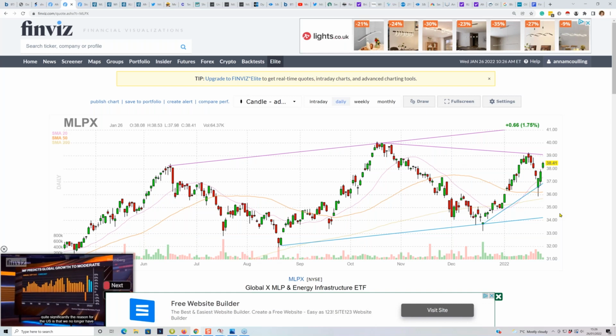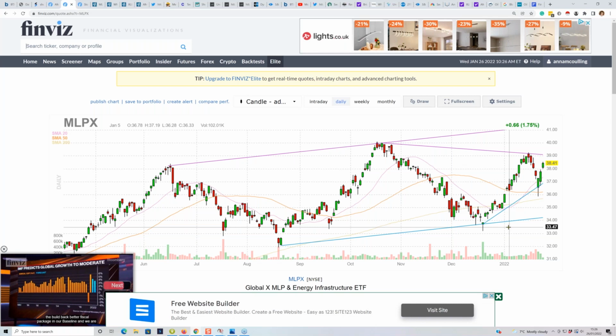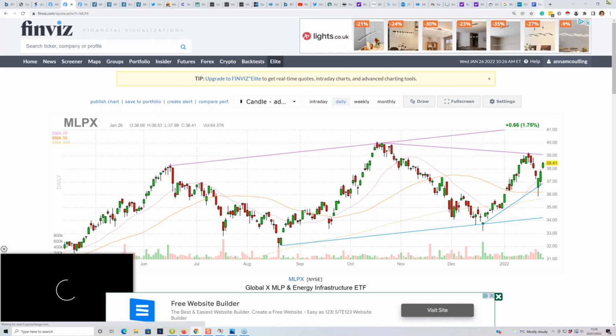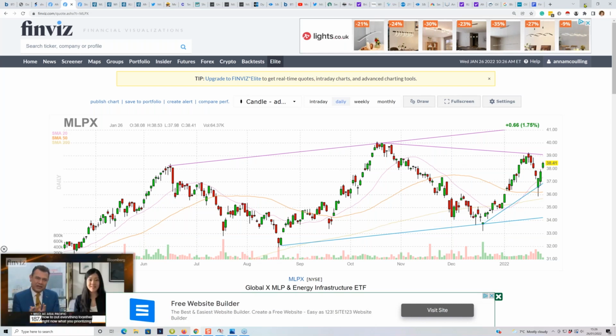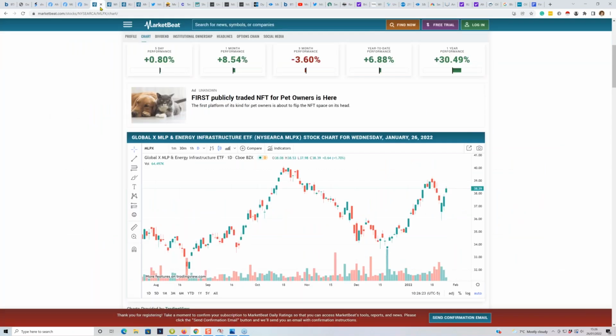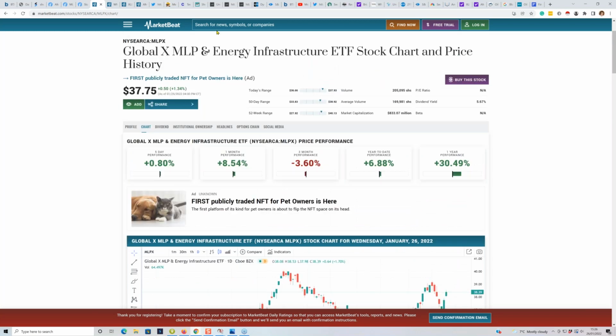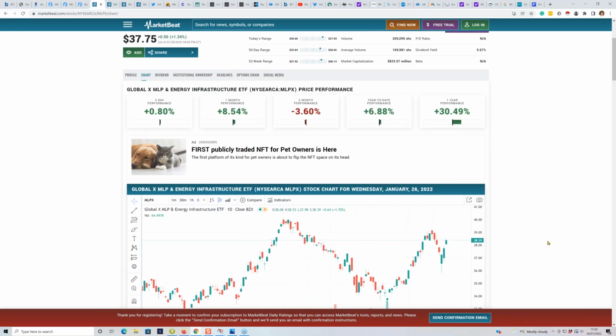As I said, the nice thing with FinViz is you've got the lines drawn for you as well. So let me just see what I did there. Now, the next step, if you want to find out a little more detail about the actual stock and the ETF, is to go over to MarketBeat. Just put the ticker in, and it gives you an overview of the yearly performance, the latest performance, and of course it's going up. You look at the shape of the chart.